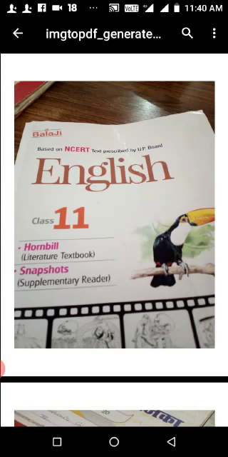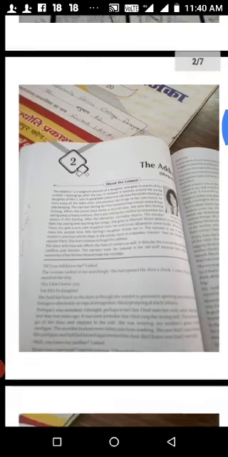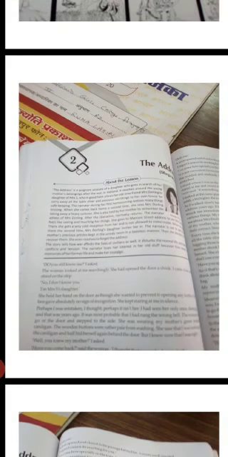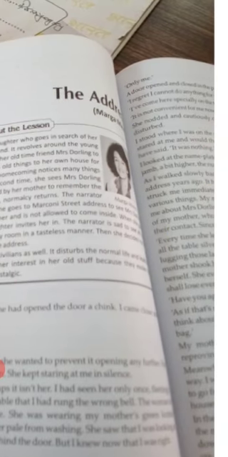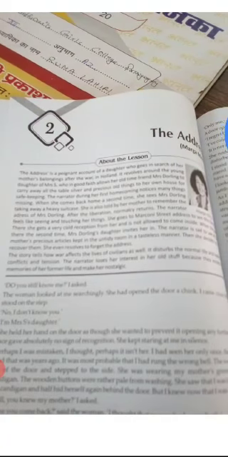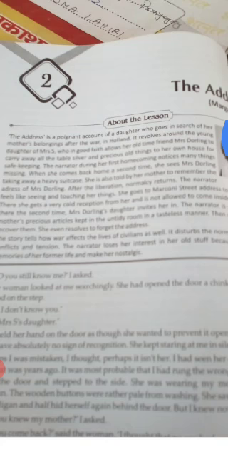Today I am going to teach you the second lesson of your Snapshots, The Address, written by Marga Minco. The second lesson of your Snapshots from your syllabus, The Address.